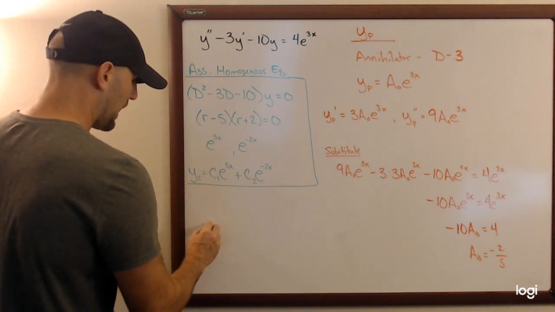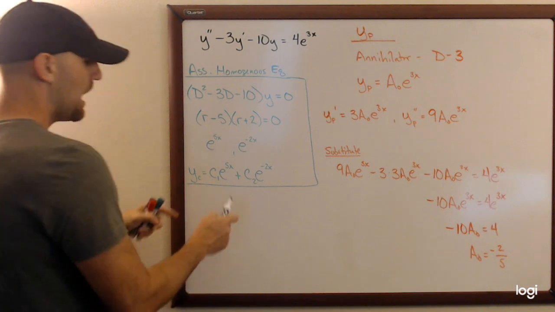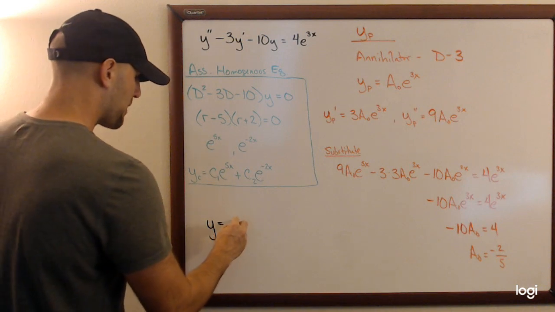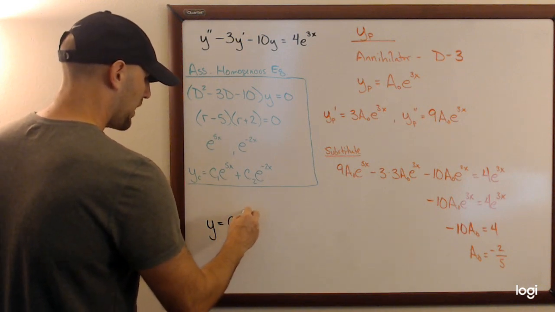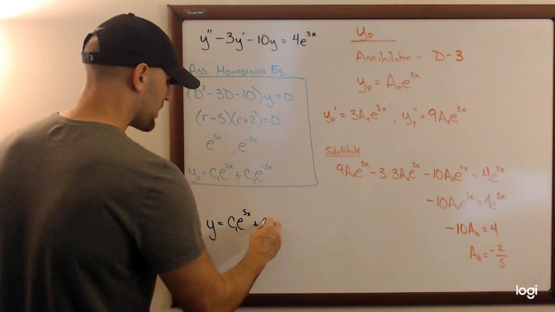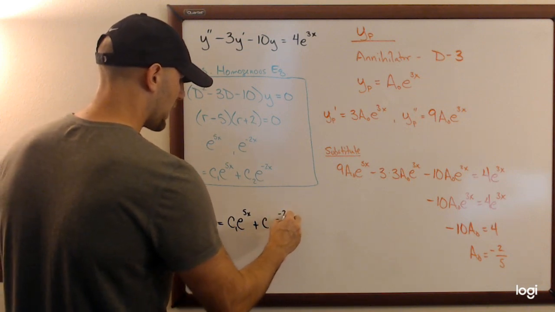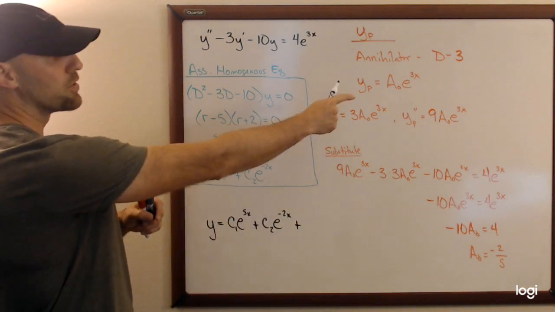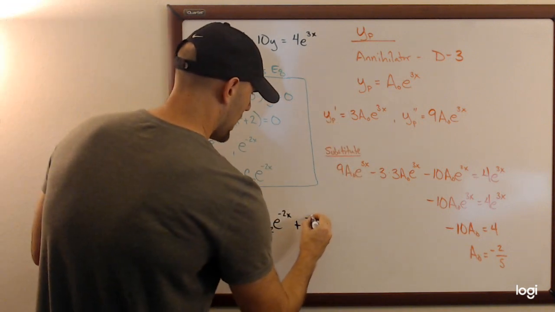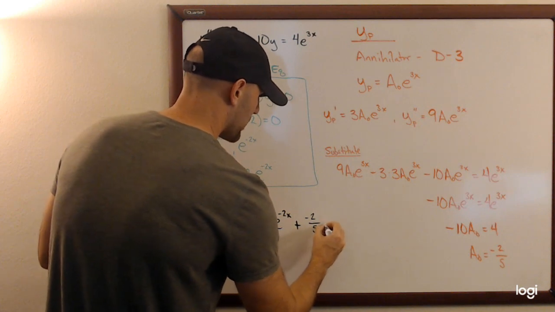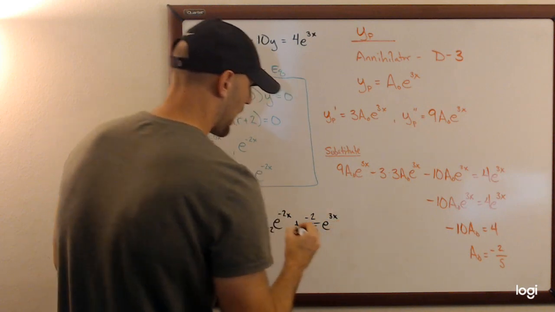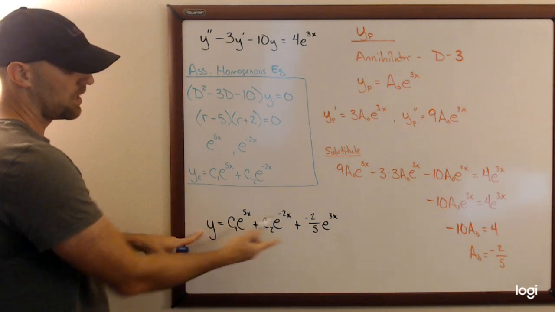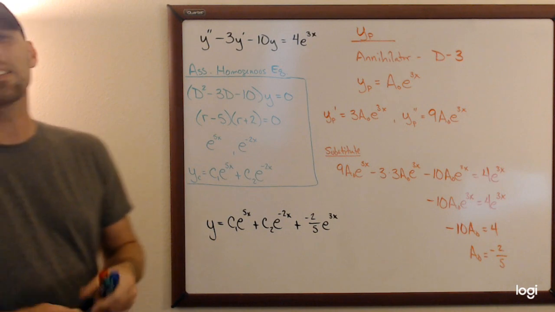Well, my general solution is, remember the construction here, it's the complementary function. So this one, the solution for the homogeneous version. So C1 e to the 5x plus C2 e to the negative 2x plus my particular solution, which is negative 2/5 e to the 3x. All right, that's it. Here's my solution. This is fantastic. It's not terrible, right?